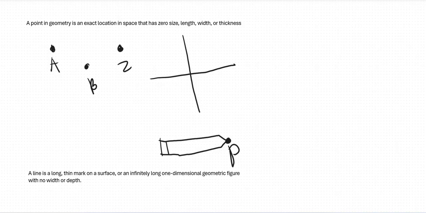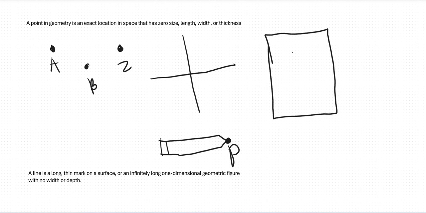Another example would be a specific location on a map. If you use maps, there are locations, right? Let's say this is the Philippines. I can say this is Manila, or point M for Manila. So that's 4 points. And moving on, we're going to talk about lines.